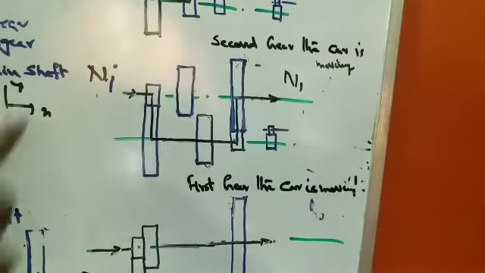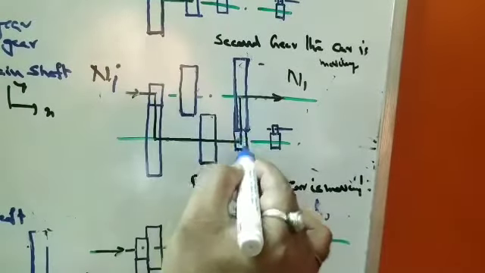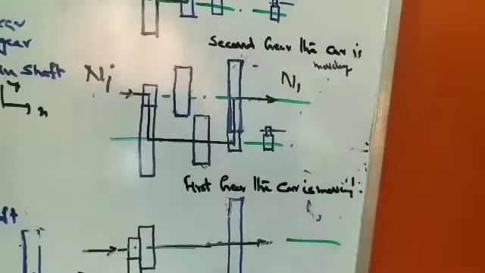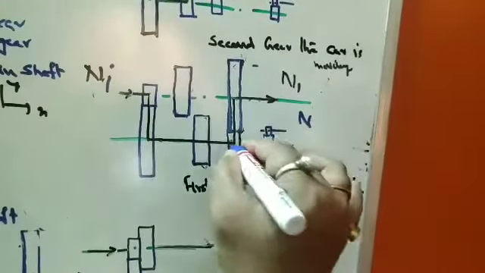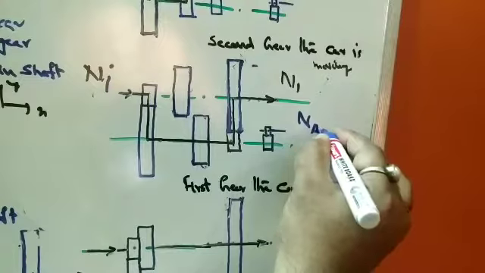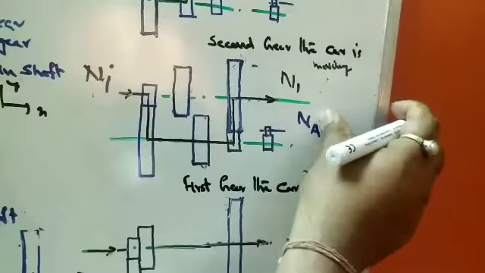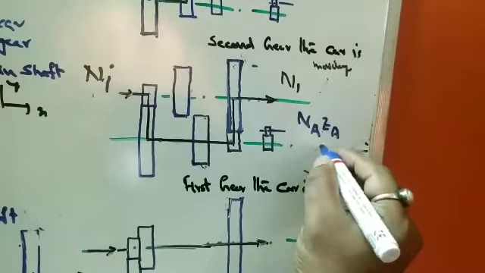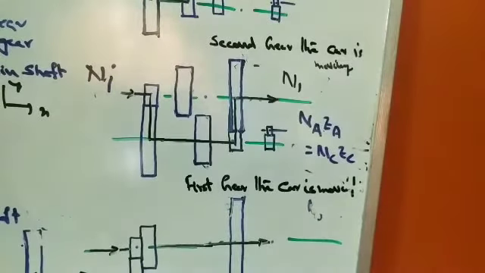So what happens when it is connected? The power moves from here to here, that is, from this direction to this direction. That is the first gear. If you consider the input speed Ni coming over here, and this is Na, we know that Na Za is equal to Nc Zc, where Z represents the number of teeth.